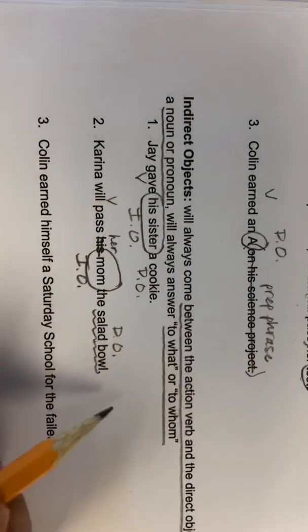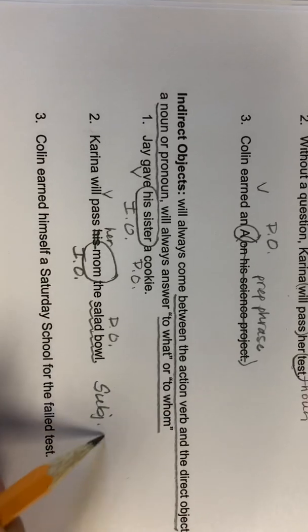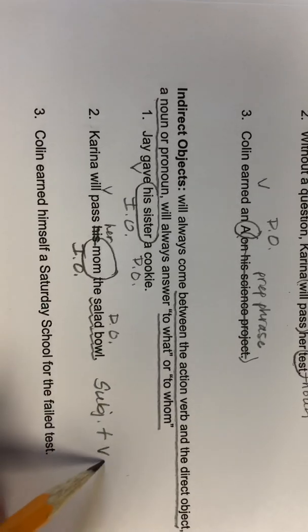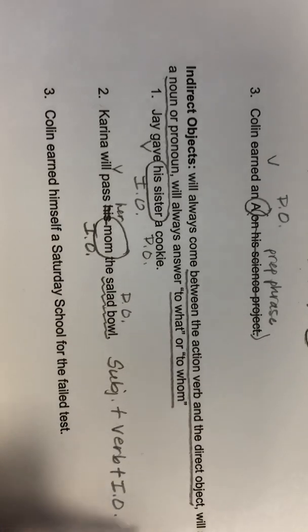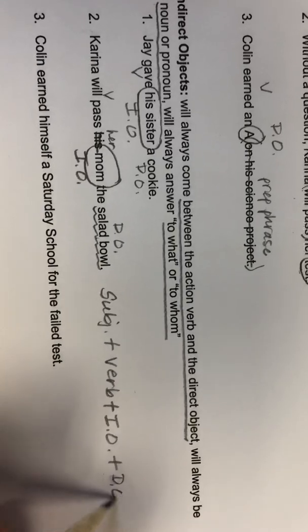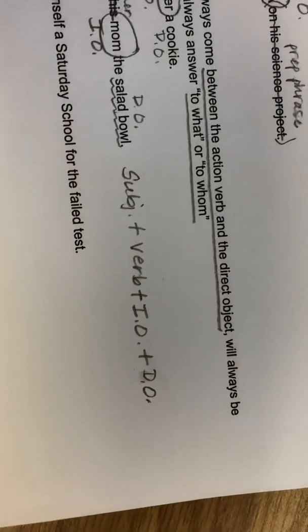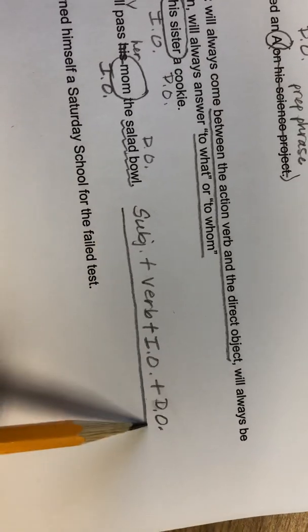And you'll see the sentence usually goes subject plus verb plus indirect object plus direct object. So you'll see that there's a pattern that develops when we're looking for those indirect objects. Let's test this.